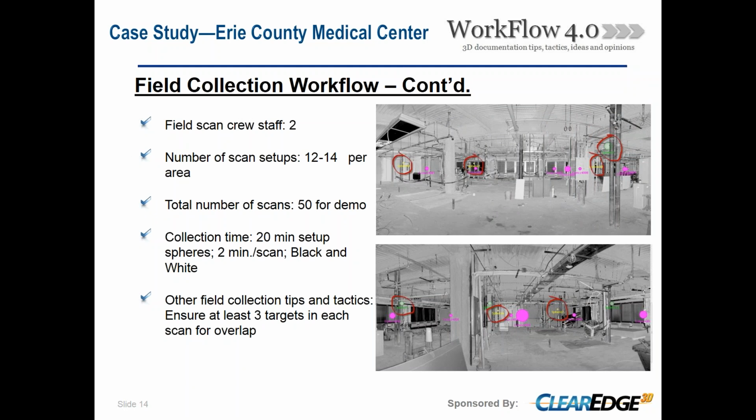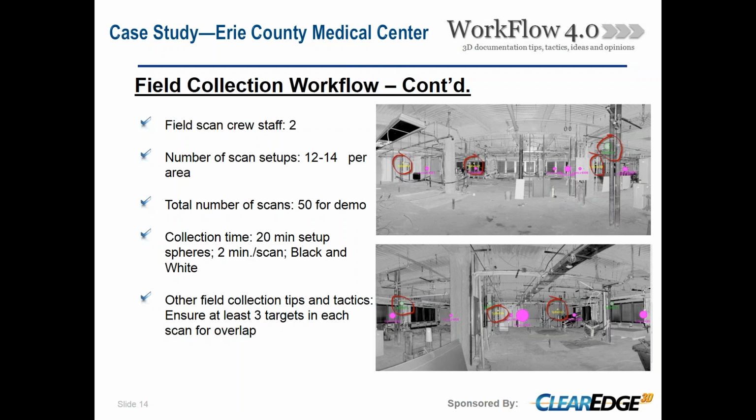Each zone had about 12 to 14 scans, which meant we used all of our targets and then moved them around, since I think we only have about 11 or 12 sphere targets, and the rest were paper targets. So we moved them around as needed, trying to figure out which ones needed to remain to stick them all together. Basically, the total scan number was about 50 for the demolition.